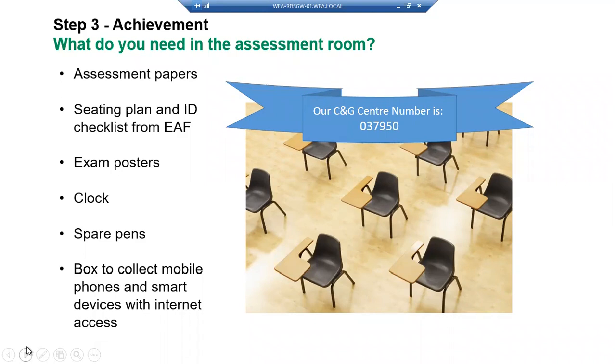Okay, so if you're running the assessment, if your role is invigilator and you're in the assessment room, you obviously need the papers, a seating plan and an ID checklist. That is all on the EAF. If you want a hard copy, you can print out that particular page. Exam posters, a clock, spare pens. Good practice, obviously, to collect in mobile phones, but also watches can have access to the internet, smart watches. So anything like that needs to be collected in.